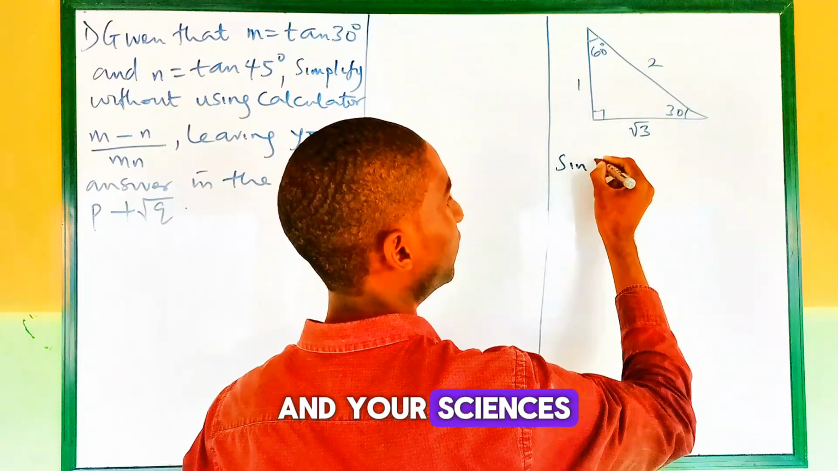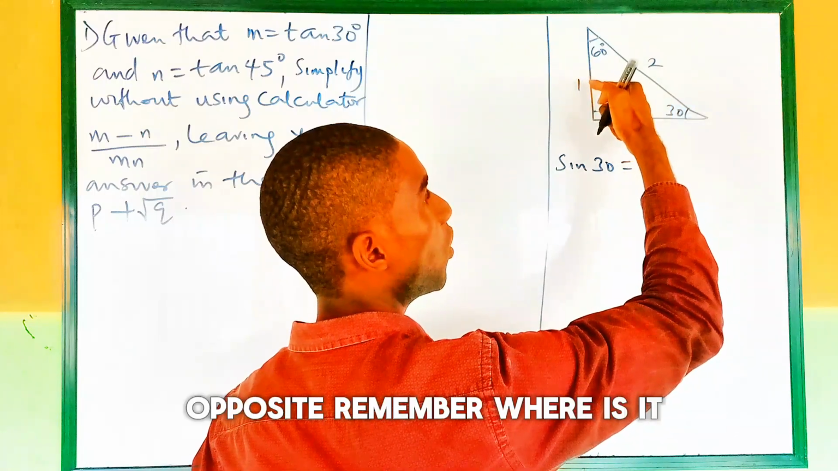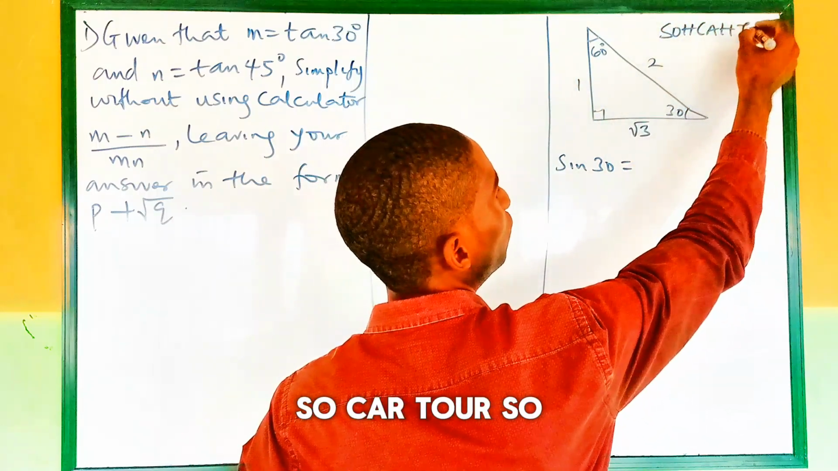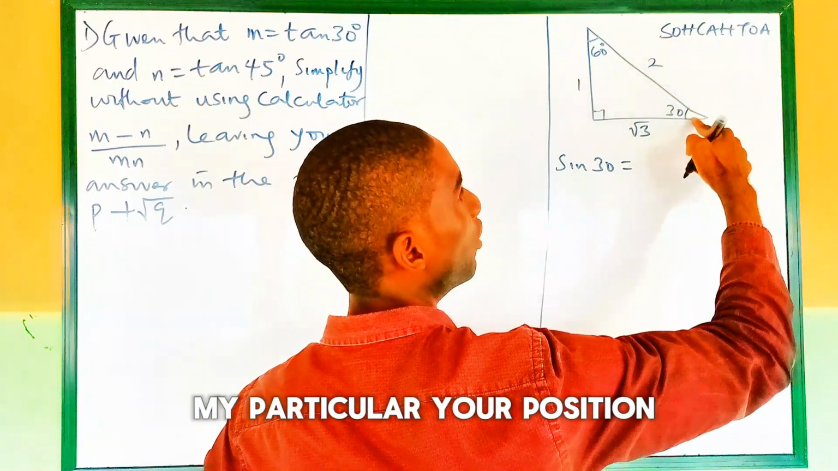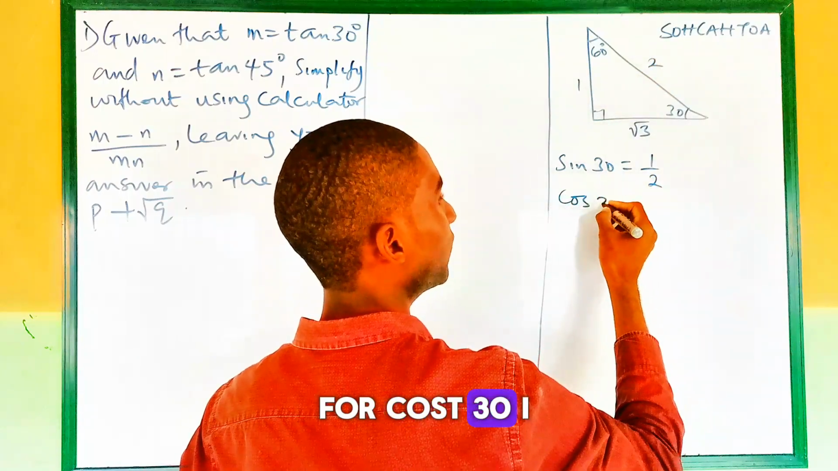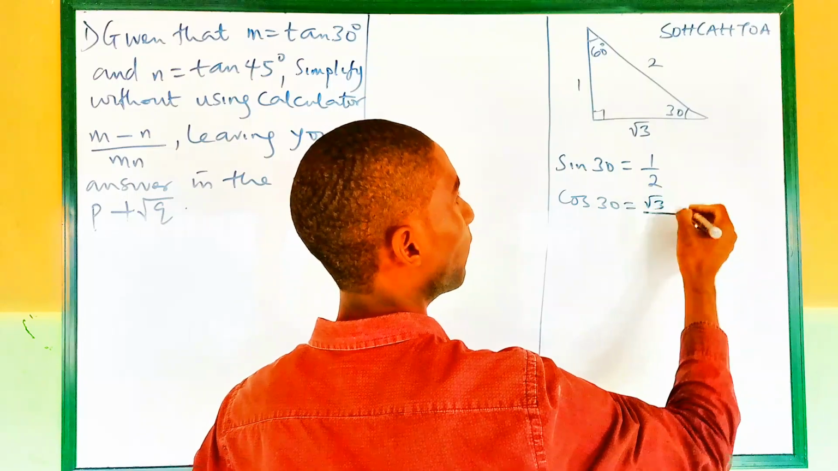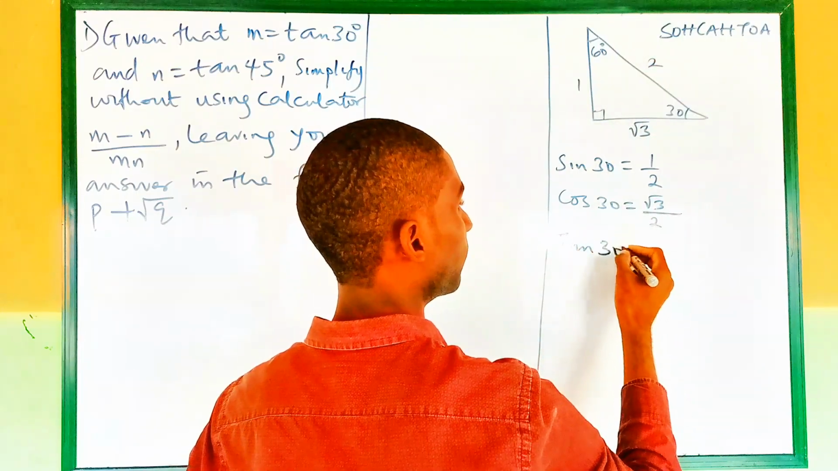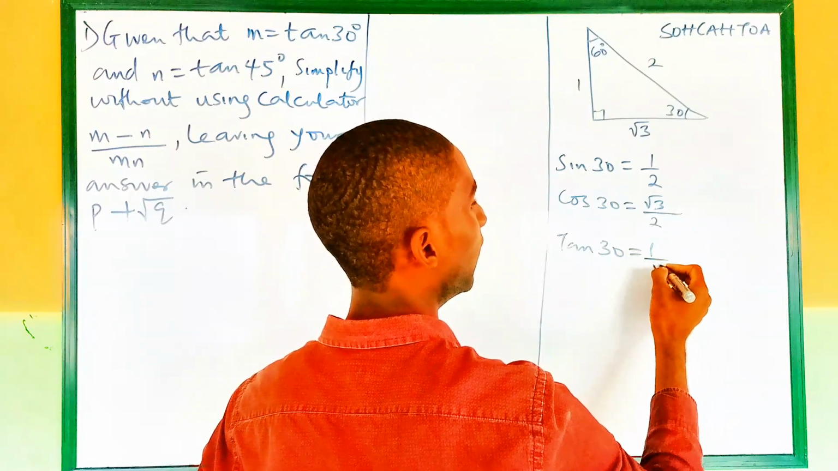And your sine 30, which is opposite, remember we are using SOH CAH TOA. So for sine, it's opposite over hypotenuse. The opposite is 1, hypotenuse is 2. For cos 30, adjacent to this angle is root 3 over hypotenuse, over 2. Tan 30 is opposite over adjacent.